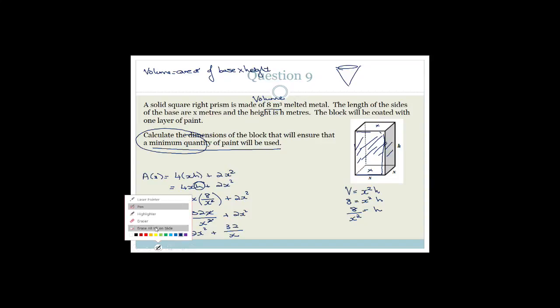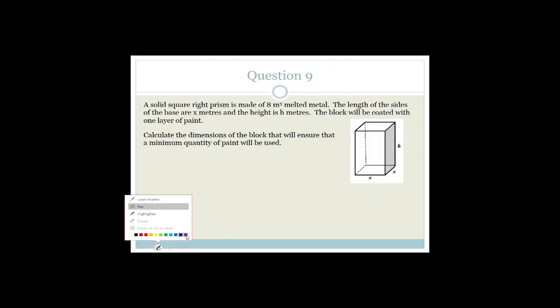Whenever you see the words minimum or maximum, I want you to think derivative, okay? Derivative. So we want to know the minimum quantity of paint used. And remember, the paint is to cover the surface area. We're going to paint the thing, so we need the surface area. So we know that the area is equal to 2x squared plus 32 over x. And we need to find A dash of x and let it equal naught. Whenever you see the words minimum or maximum, you find the derivative and you let it equal naught.